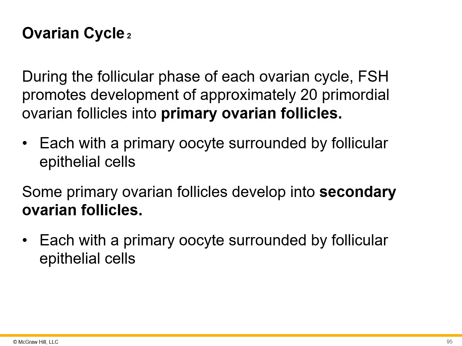So during the follicular phase of each ovarian cycle, you've got your FSH, which is your follicle stimulating hormone. That promotes the development of the approximately 20 ovarian follicles, and that kind of morphs into the primary ovarian follicles.